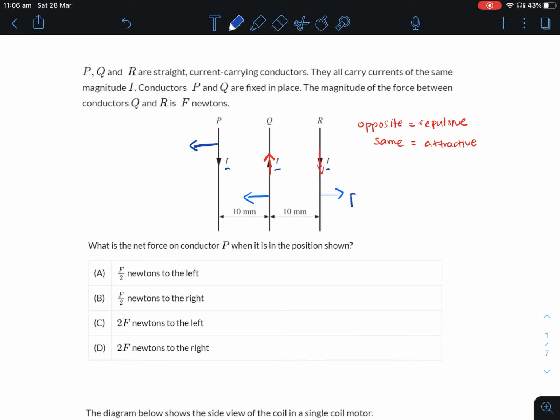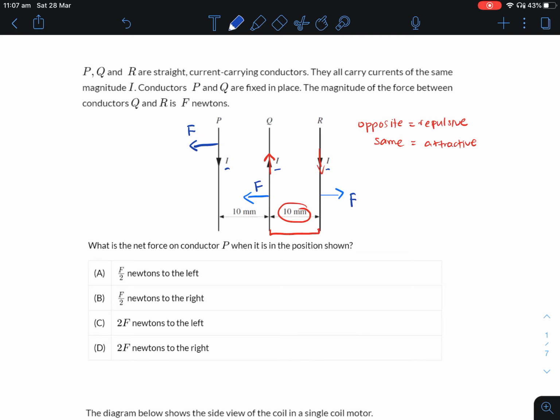And what is the magnitude of this force? Well, remember we're told that the force between Q and R is F. And we notice that the distance between Q and R is 10 millimeters. And we have the same currents. So if we were to think about what is the force on current carrying conductor P, it's going to be the exact same force because it's separated by the same distance here, 10 millimeters, and it's also got the same current in Q and P. So really it's no different from this scenario here. And so we know that this is going to be F.